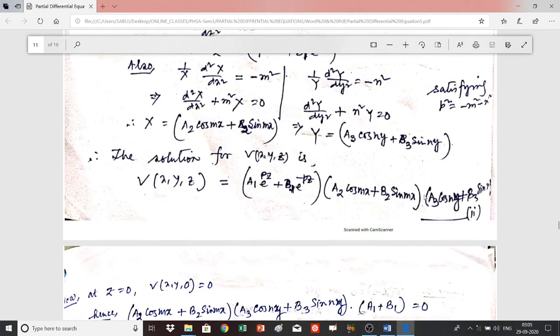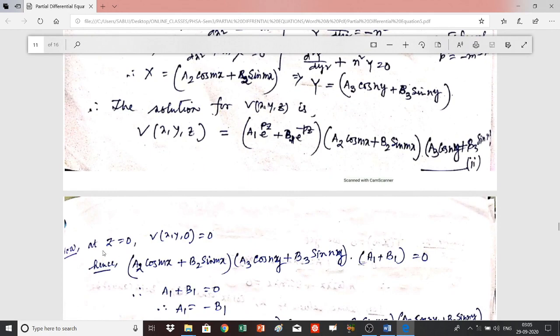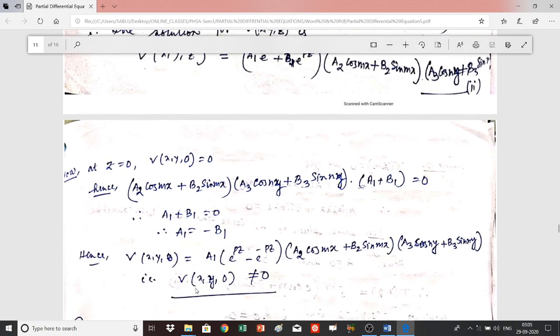So here V(x, y, z) finally comes out as this, equation number 2. Now the boundary conditions are here. At z = 0, V(x, y, 0) is equal to 0, the first boundary condition. Just apply z = 0 here, so this term becomes a1 + b1, and all the other terms are constants. That will be 0, so a1 + b1 = 0.